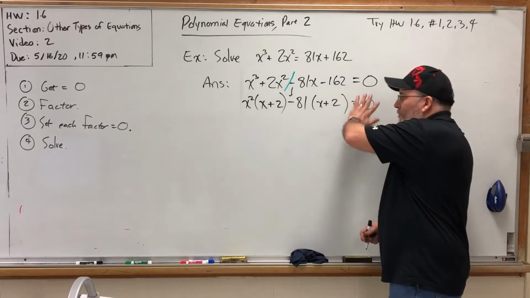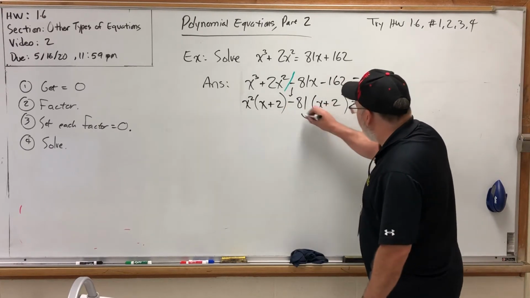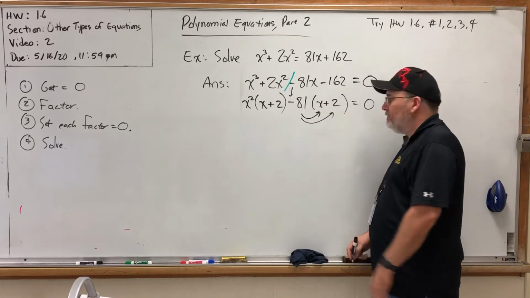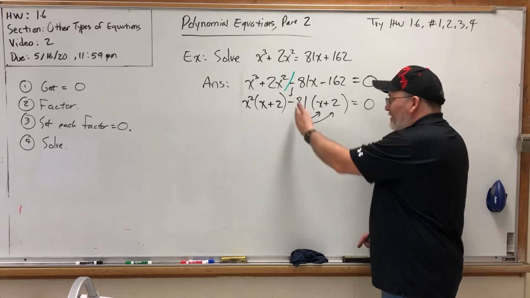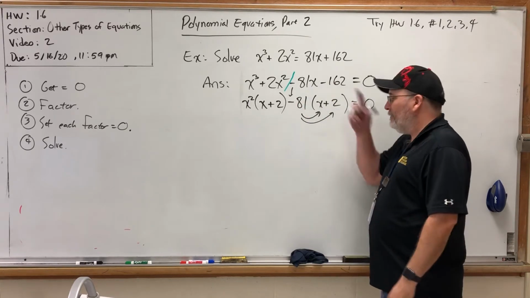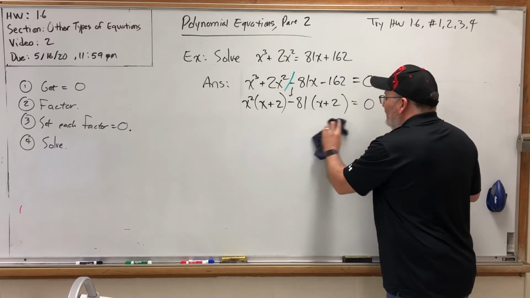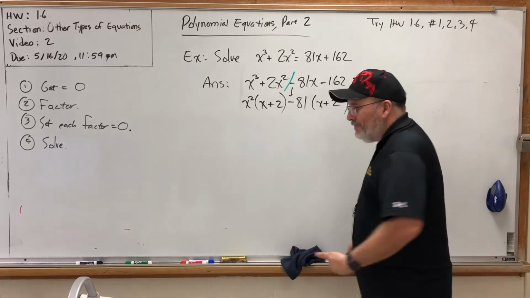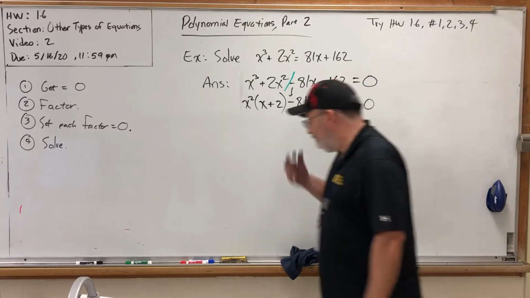Now, if you're going to backdoor your way into the second GCF, you really should go ahead and distribute to make sure that it's correct. Negative 81 times x, yeah, that part's right. But guess what negative 81 times 2 is? Negative 162. So it's not really cheating, but it's knowing in advance what's supposed to happen when you're doing the second half of a grouping problem.